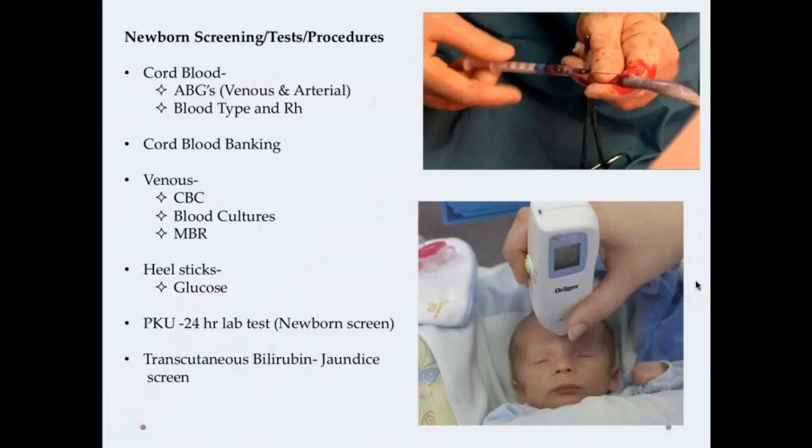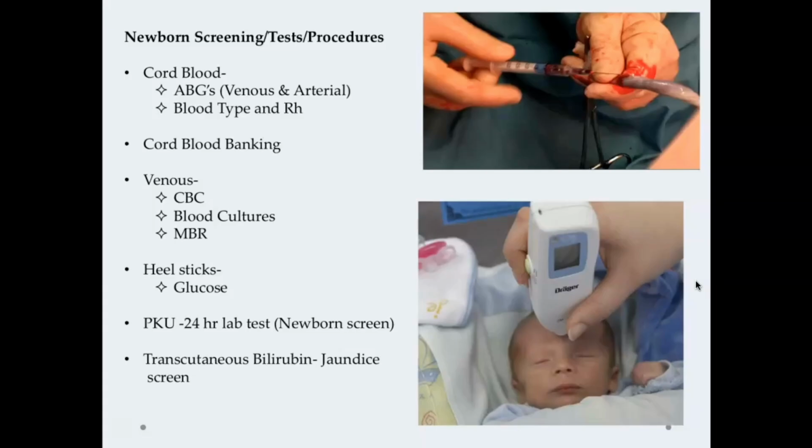So these are some of the common newborn screening tests or procedures that are done following delivery and prior to the baby being discharged to home. The top photo is showing where the nurse is drawing cord gases or ABGs from the umbilical cord, and also to check the baby's blood type and Rh. This is done immediately after delivery.